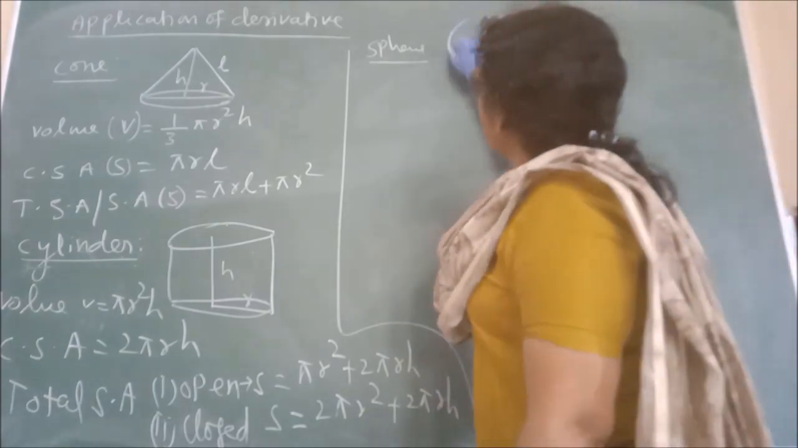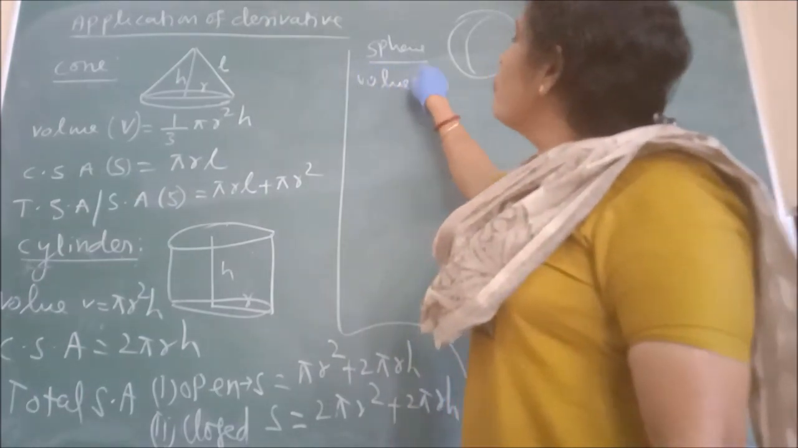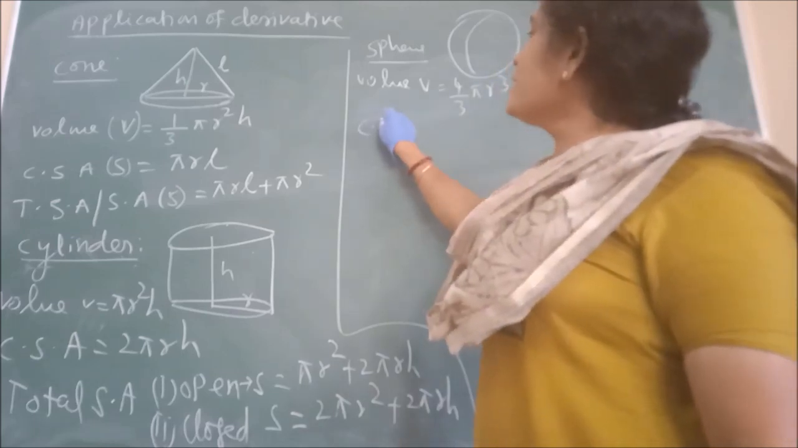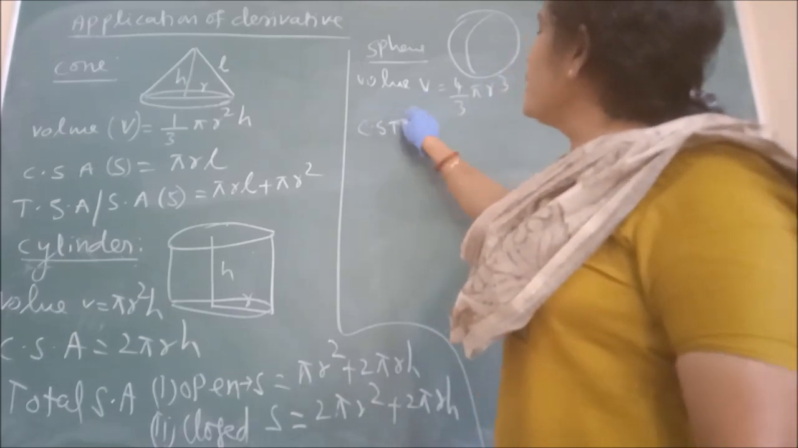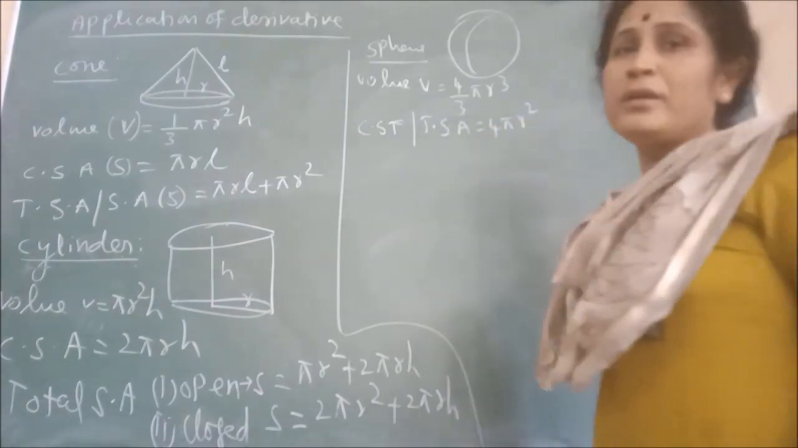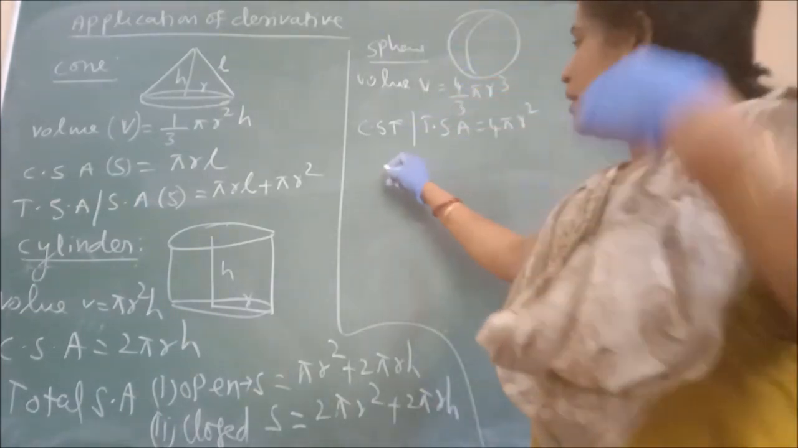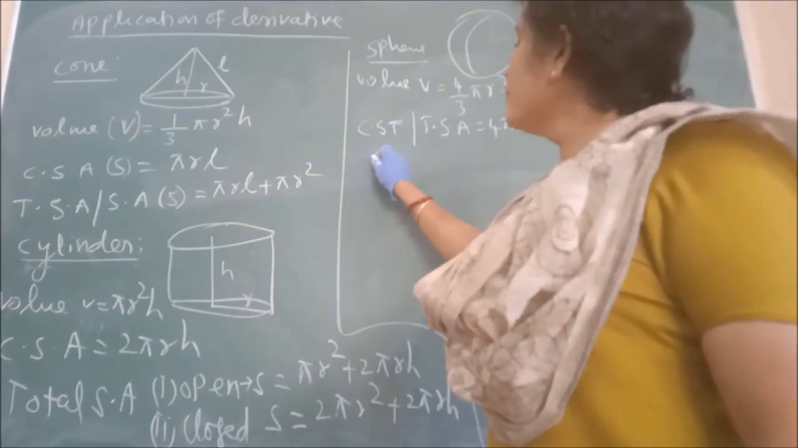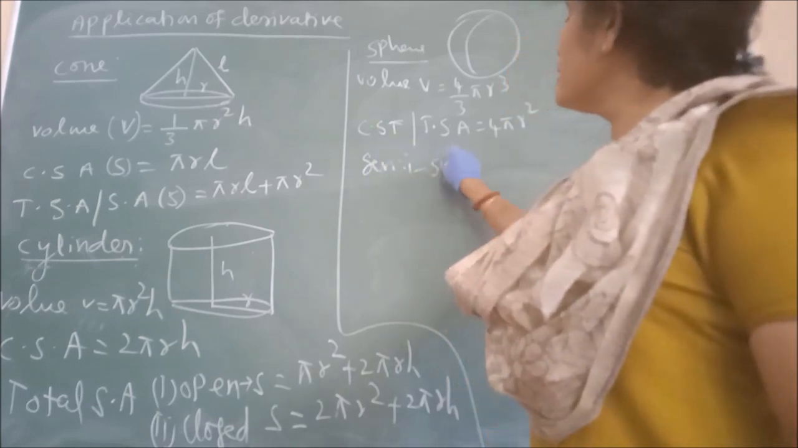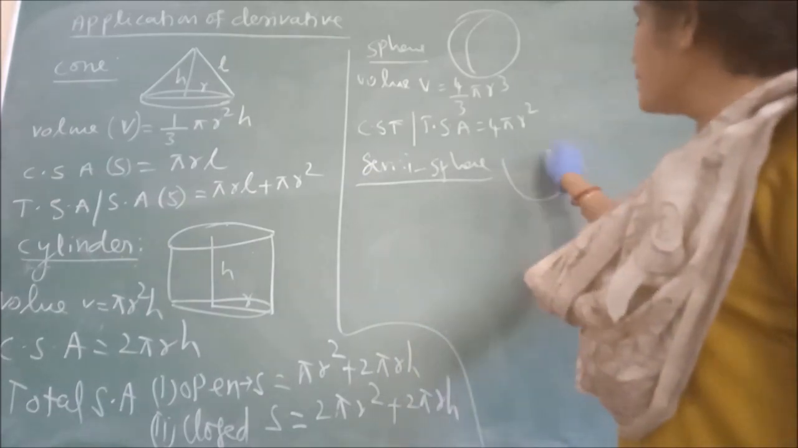Now sphere. You know the shape, just like a ball. The volume of a sphere is 4 by 3 pi r cube, and the curved surface area and total surface area are one and the same thing, 4 pi r square, because this is a complete whole shape. Next I am taking the semi-sphere, that is half a sphere, like this.